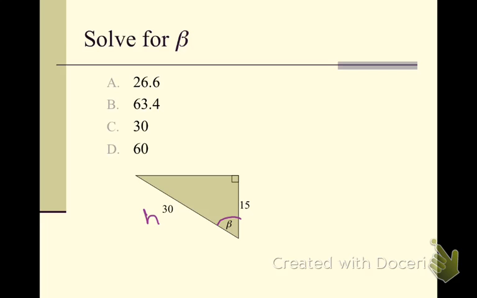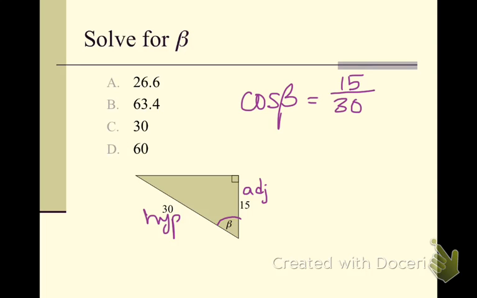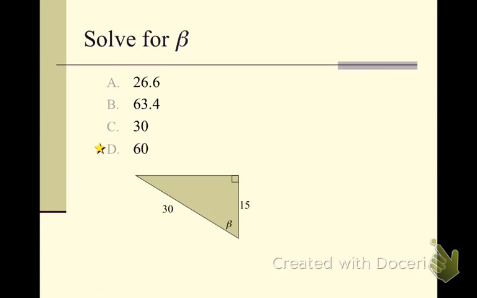Here, we know the hypotenuse of the triangle is opposite the 90 degrees. We know 15 is our adjacent. So the trig function we want is the cosine. The cosine of beta is the adjacent over the hypotenuse. Beta is the inverse cosine of 15 over 30, which is also 1/2. But beta gives us 60 degrees.